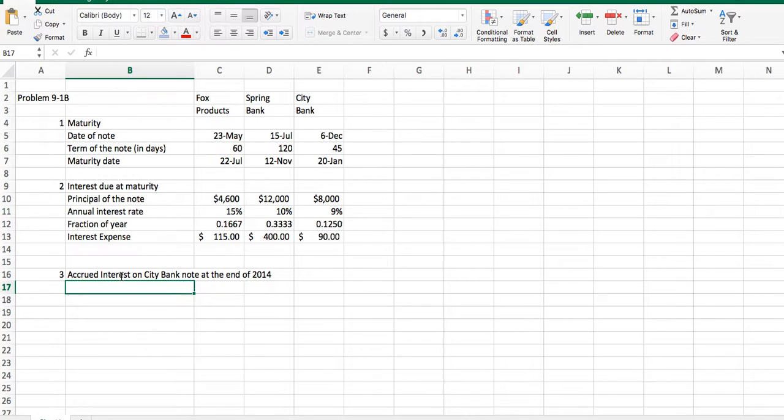And so because interest has been incurred throughout the year, even though we haven't paid it, we have to show that on our financial statements. On the Citibank note, we have to look back and see that it was issued on December 6th. So we have to figure out how many days of that interest were in 2014.